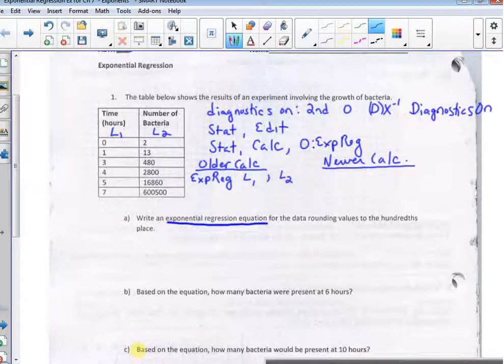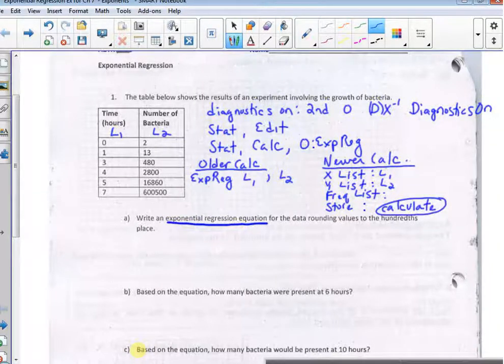On the newer calculators, it comes up X list, Y list. And you want L1 and L2. And then you do not want anything in the frequency list or in the store. You want those to just be empty, and then at the bottom of that it should say calculate. And so you want it to be flashing on calculate with X list and Y list, and then you'd hit calculate and it pops up with the same exact equation.